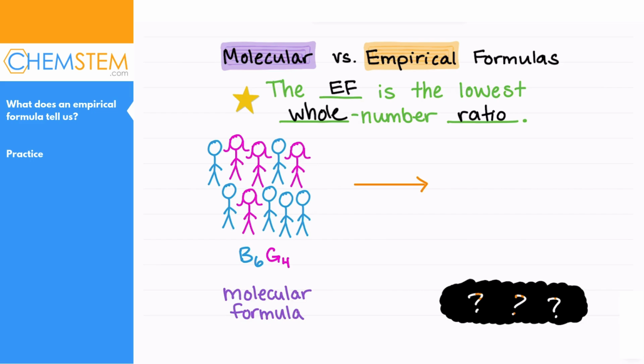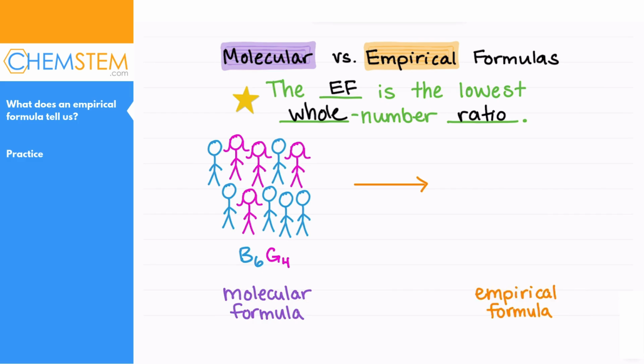So we have B6G4. However, if we wanted the empirical formula, what we would do is we would take the molecular formula and convert it by dividing it and getting it all the way down to the lowest whole number ratio. For every 2 girls, there are 3 boys. So it's basically like reducing a fraction. So if you think about this as a fraction of, say, 6 over 4, we would reduce that to 3 over 2. So the empirical formula would be B3G2.